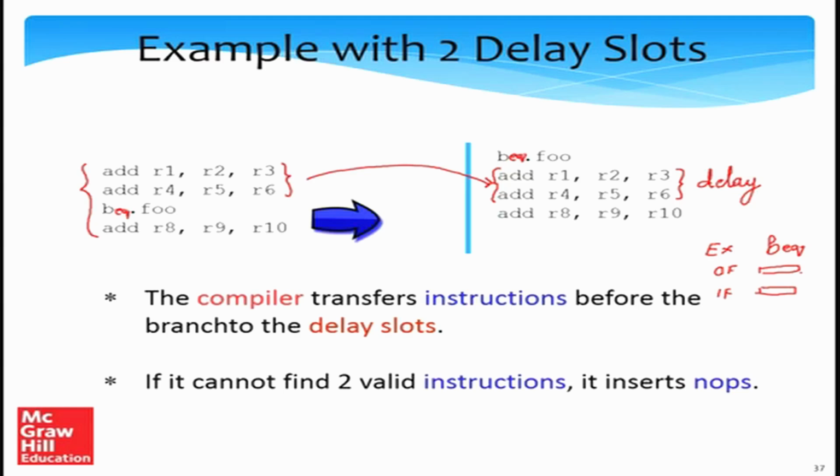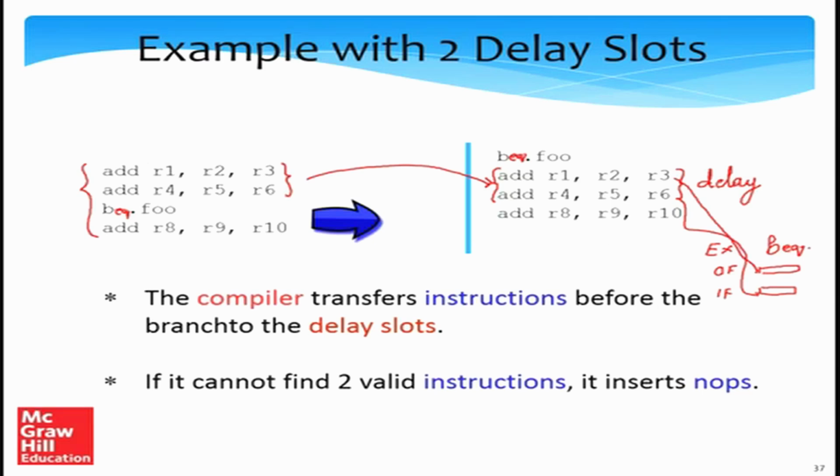So instead of touching them, what we can do is we can get two independent instructions before the branch and put them in these delay slots, which is essentially this slot and this slot. So we can put them in these delay slots. Since they would have executed anyway, they will still execute and they'll execute correctly.